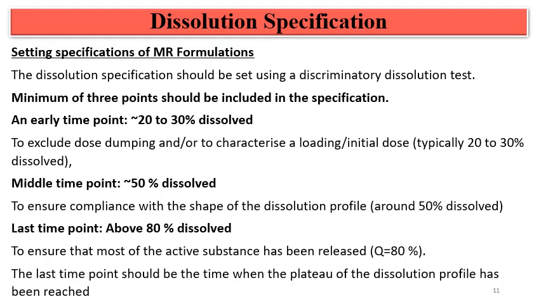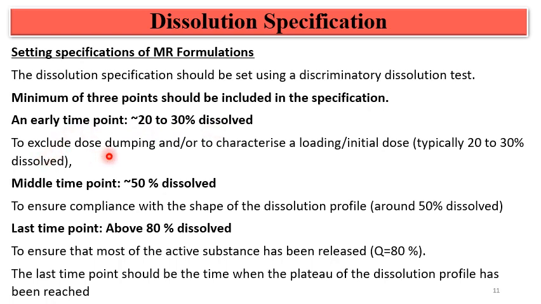Then how to set the specification for MR formulations? Like we have discussed, MR formulations have a release of API over a certain period of time, which may be from 4 hours, 8 hours to 24 hours. So minimum 3 points should be included in the specification. And always remember that modified release formulations have multiple dissolution specifications. So minimum 3 points are required, in which an early time point should be there, which may be 1 hour, 2 hour, 3 hour based on the MR design, and where 20 to 30% is dissolved.